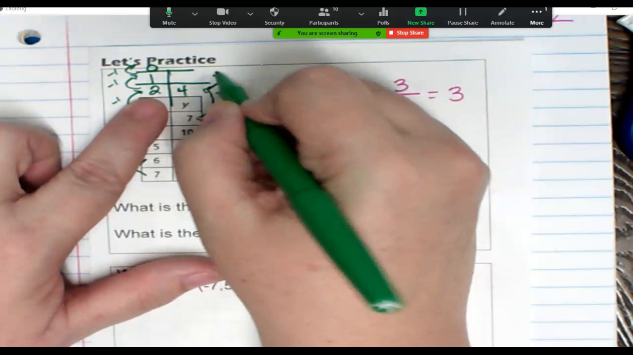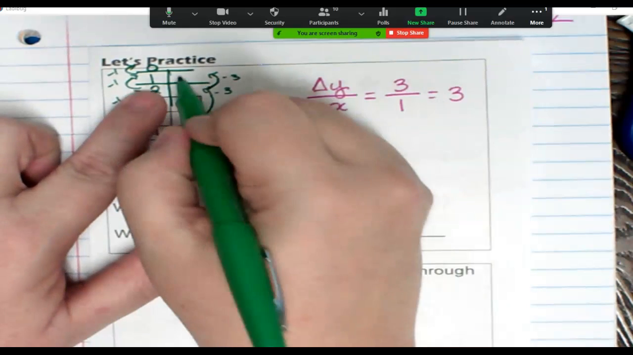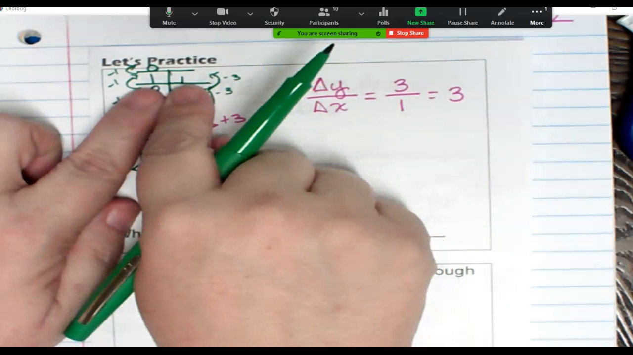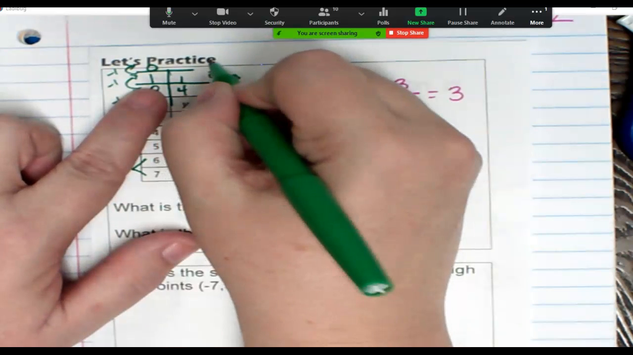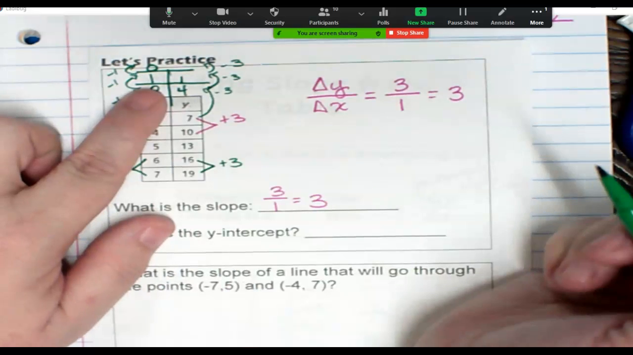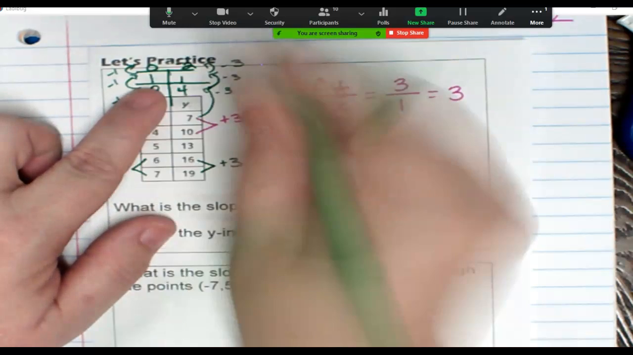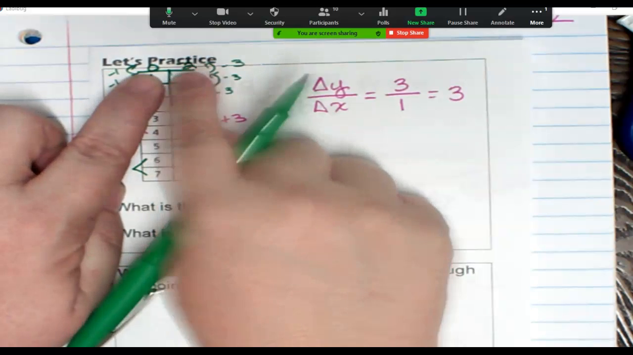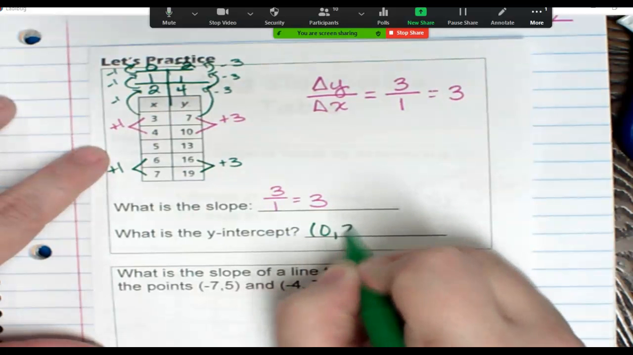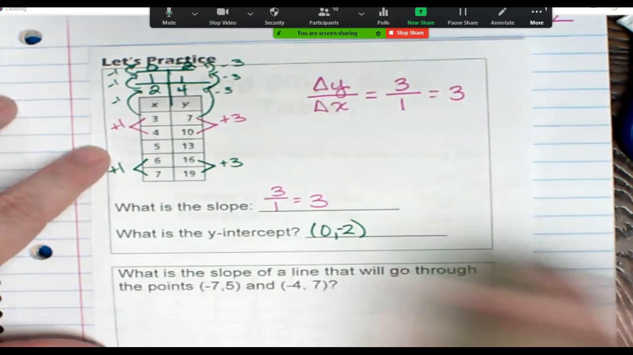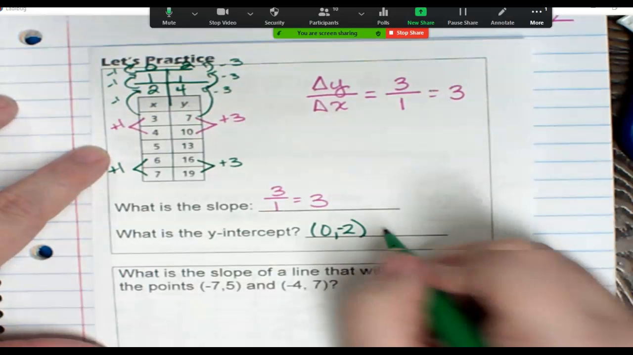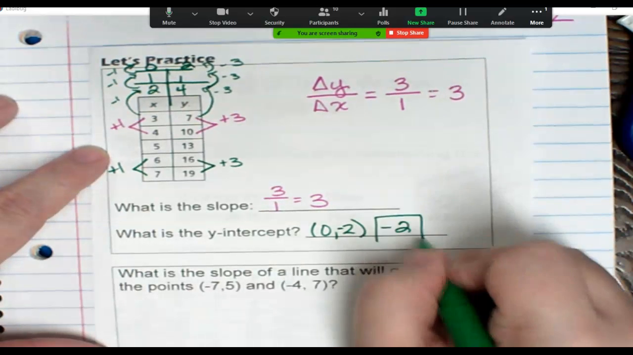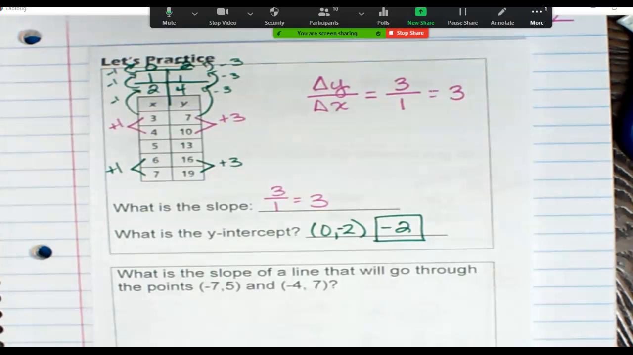So what is 4 minus 3? Is 1, 1 a y-intercept? Nope. I got to keep going. Minus 3. Negative 2. Could 0, negative 2 now match up to be a y-intercept? Yes. 0, negative 2 is the ordered pair. So my y-intercept is negative 2. So sometimes you may have to use the chart and work backwards back to 0 to find your y-intercept.